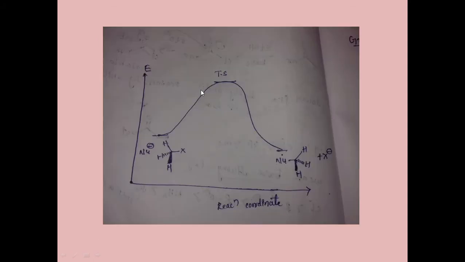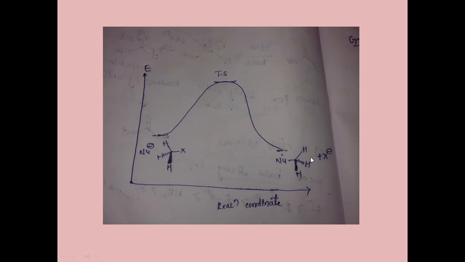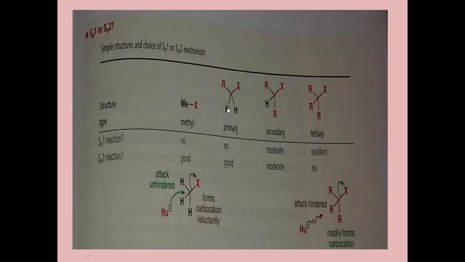Now this is the graph. Nucleophile and halide will react, we will get the transition state. You know the transition state is this one, and then this is the product. Okay, now I have written this. We will do some examples, that is questions.